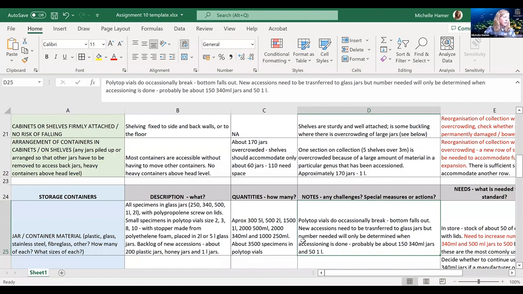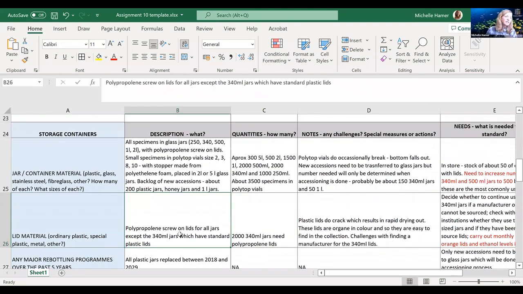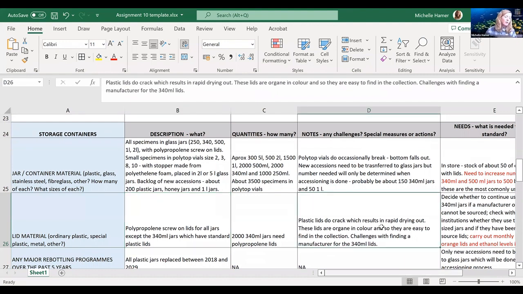Your lids, what kind of lids are they? There should be polypropylene screw-on lids. Do you have any standard plastic lids that are not polypropylene? How many do you have problems with? I know that standard plastic lids often crack around the edges and sort of pop up, and then those jars dry out very quickly. So you have to decide how many do we need to buy? Can we get them? What are we going to do in the interim?